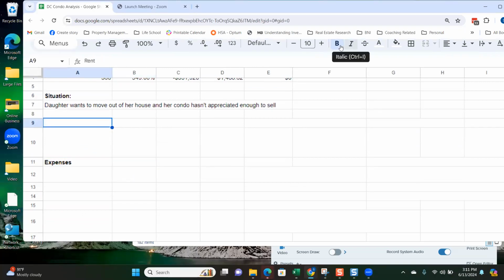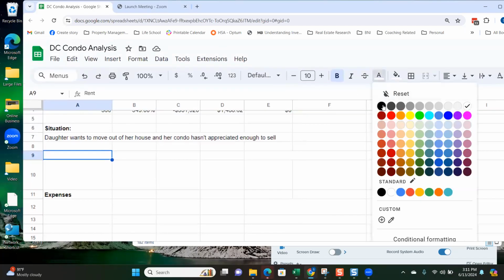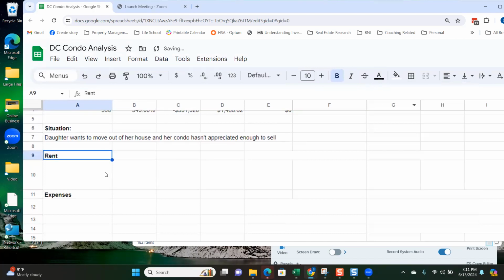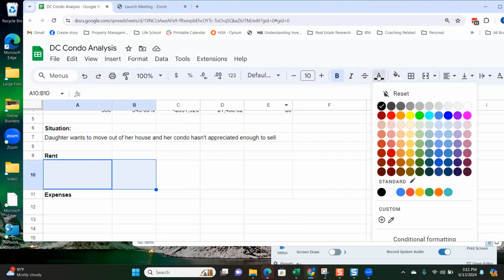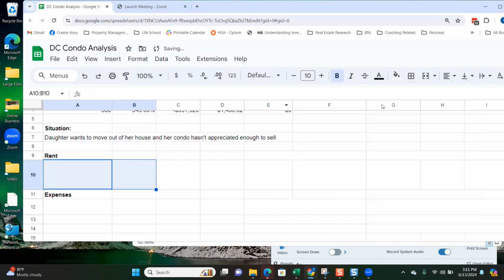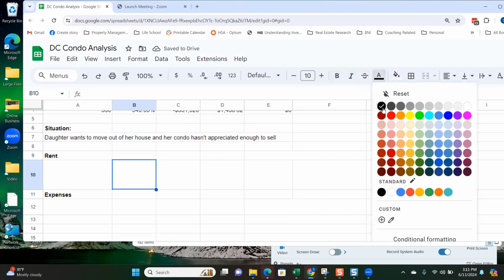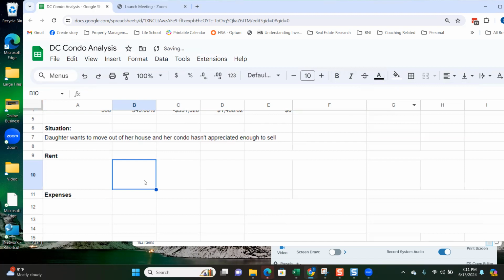What I wanted to know is, what's the income and expenses of this property? They estimate that the current rent, if the parents were to buy this property from the daughter, would be about $2,000 a month. Okay, so that's the income.